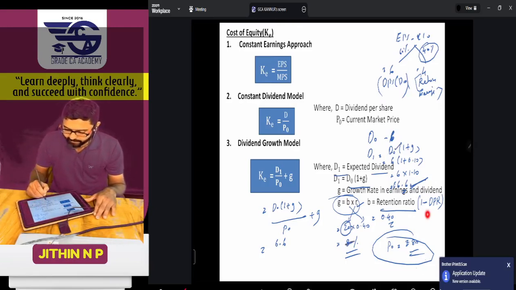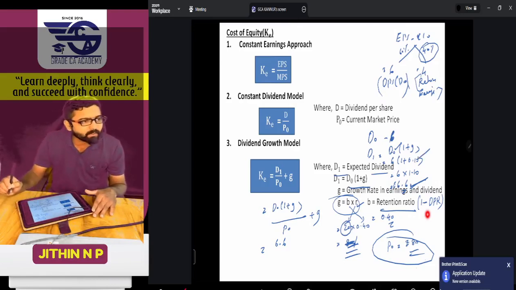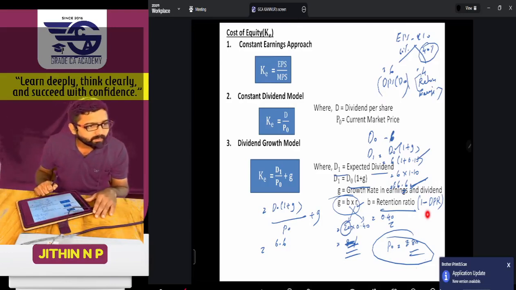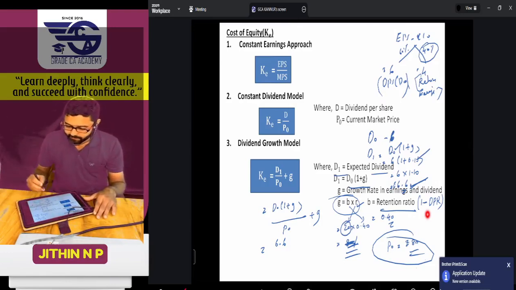Suppose 10% is the growth rate. Clear? We expected 10% as the growth rate. Let us take this example a little bit.